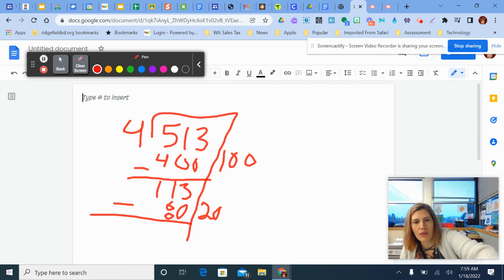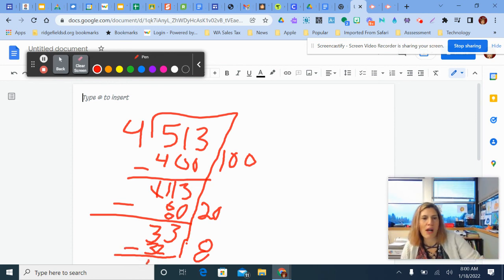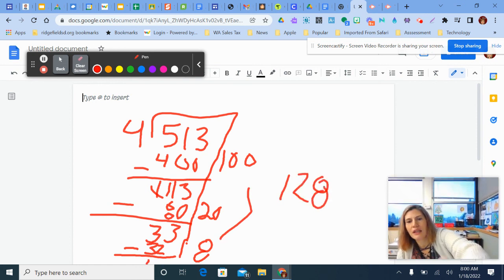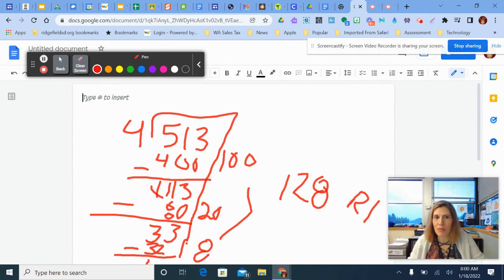And so now I have 33 left. Well, 4 times 8 is 32. So I'm going to put 8 over here, and I'm going to put my 32 and subtract it, and I have 1. And I know that 1 is less than 4. Again, we have a remainder of 1. That's weird. I'm not doing it on purpose. So 128. So I'm going to add these up. I'm going to add 128, and then I have my remainder 1. That is the big 7.